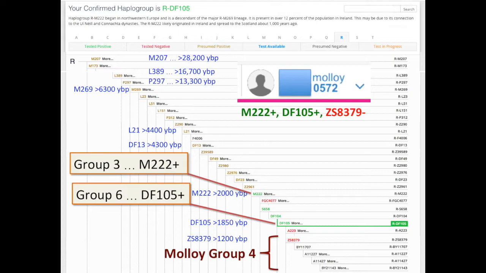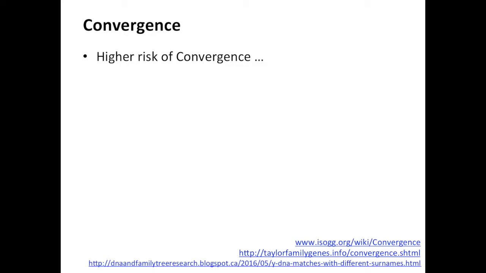Very unusual, but it does happen. And you also see convergence at 111 markers and at 67 markers. So it's something that we need to be aware of and something that we need to action. So how do we actually do that? How do we recognize convergence?